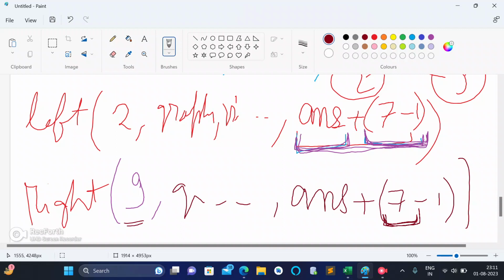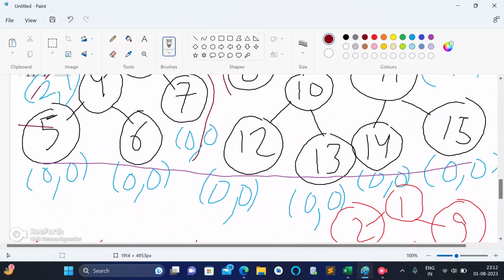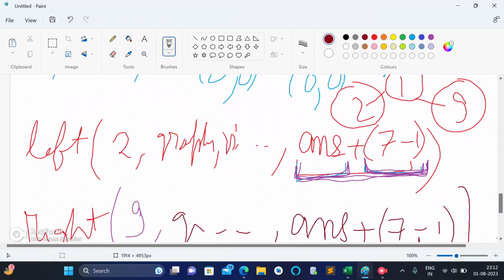And I said the left side contains the 7 nodes, and I deleted the node with value 2, because of which all the 6 nodes below, which are the children and grandchildren of node 2, will get saved. That's why I put 7 minus 1, that is 6, and answer plus 7 minus 1. This will become the answer. This answer plus 7 minus 1 will become the new recursive call.